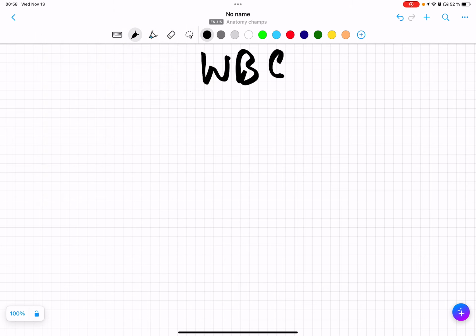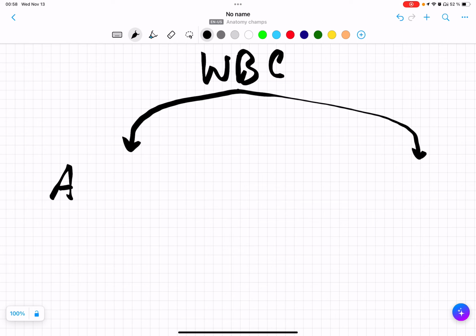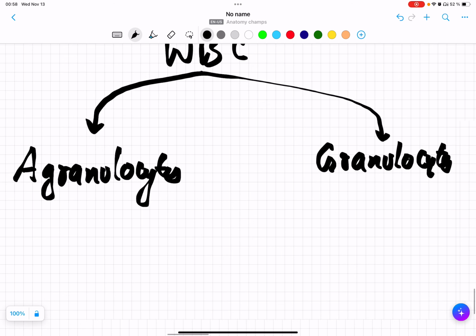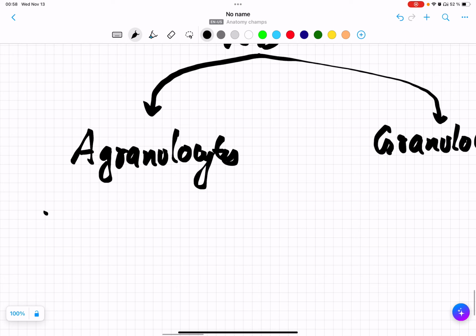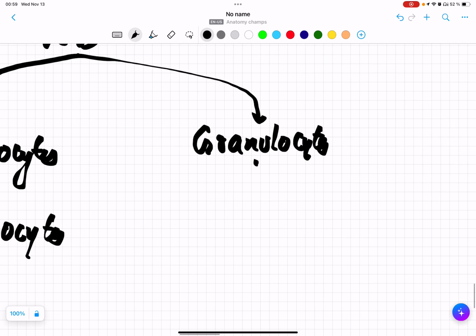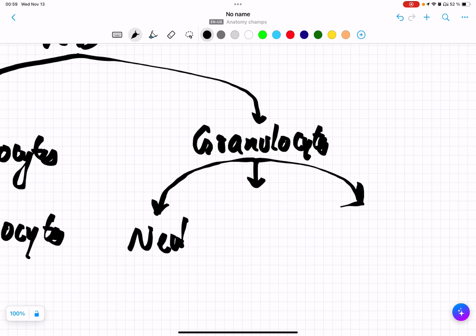And if I talk about white blood corpuscles, you have two kinds of cells: agranulocytes and granulocytes. See, agranulocytes comprise lymphocytes plus monocytes. Granulocytes comprise neutrophils, eosinophils, and your basophils, right?